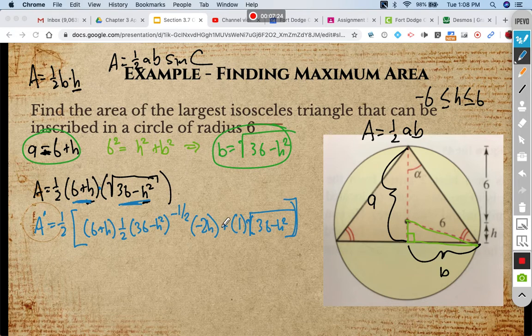Now all we have to do is find out where that equals 0. So let's clean this up a little bit. So this is 6 plus h over 2 square roots of 36 minus h squared, and this is times a negative 2h.